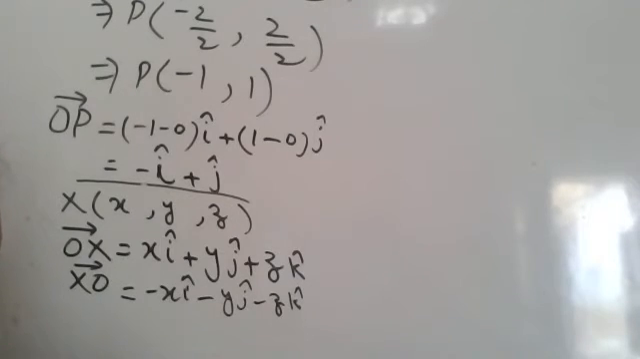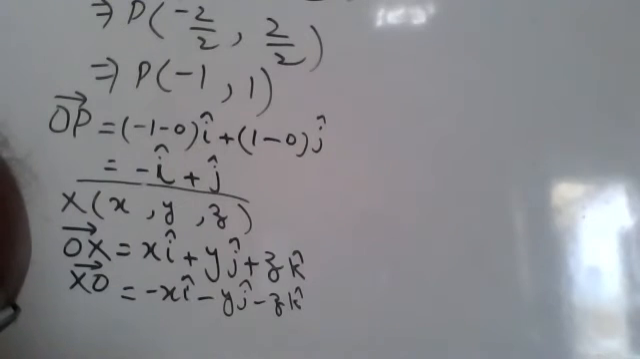Question number 13: the vector that makes an angle theta, 2 pi by 3, with the positive x-axis. So this is the angle with the x-axis and unit vector. The magnitude should be equal to 1.